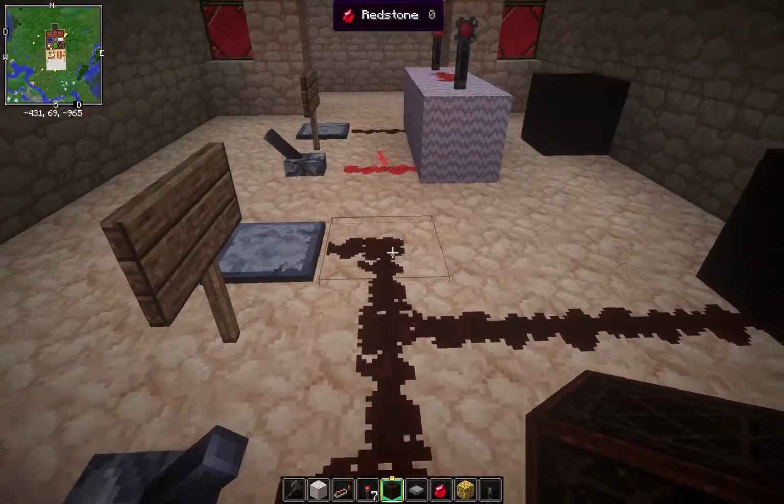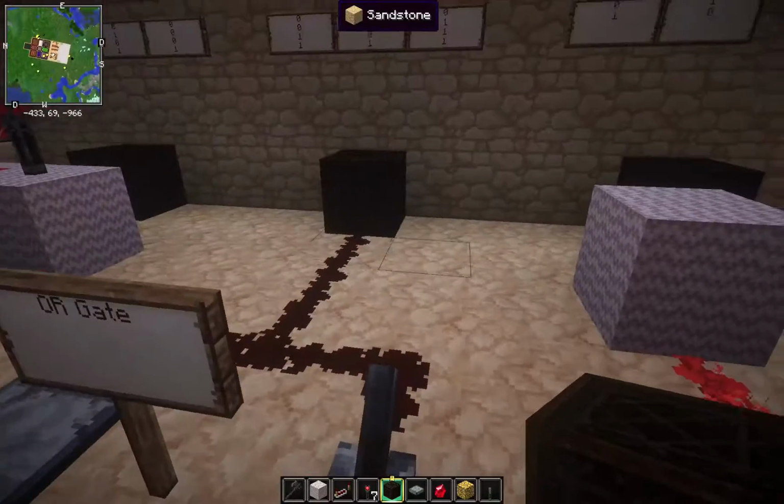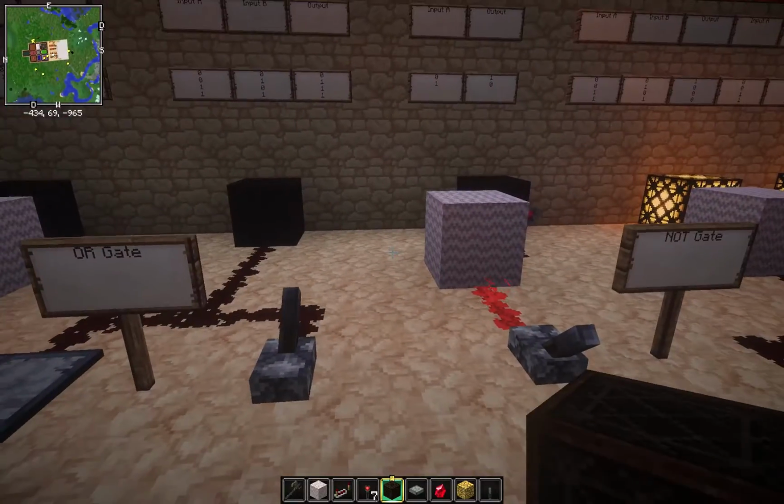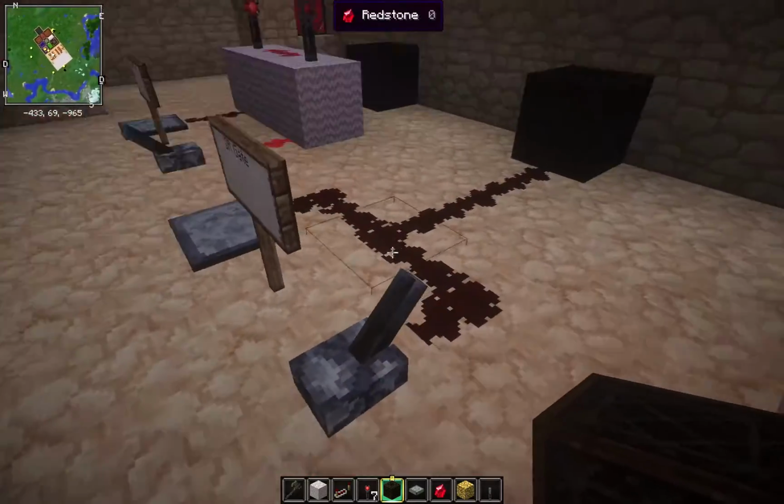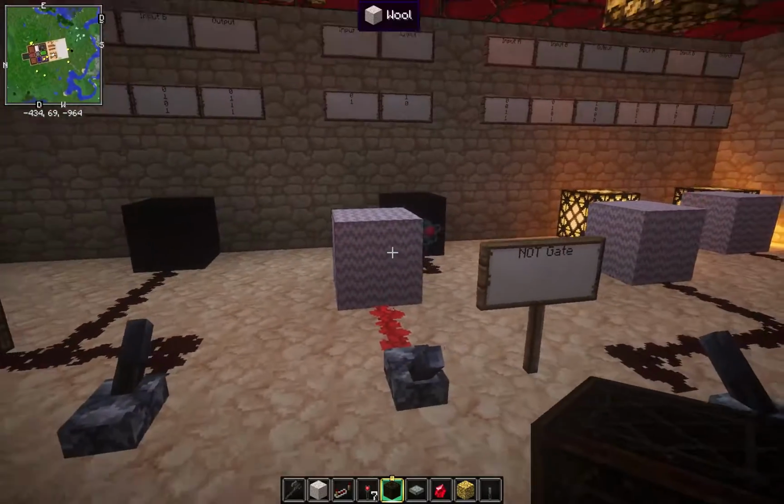Later on you'll see some more complicated uses for this that you'll need to use some redstone torches for to keep control over things, but this is the simplest design for an OR gate in Minecraft.